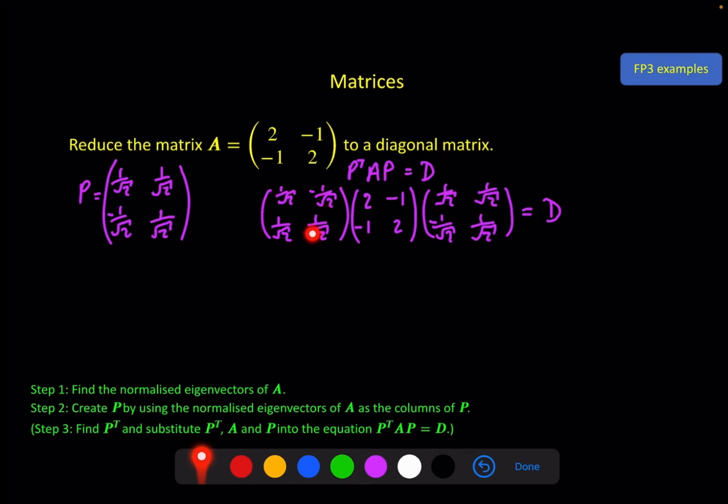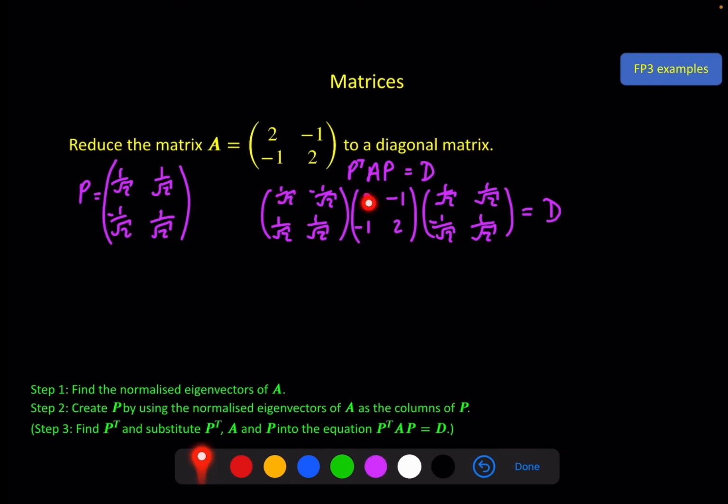The transpose of P must be on the left, P must be on the right, and A must be in the middle. However, once you've put them in that order, it doesn't matter if you multiply these two first or if you multiply these two first. But just having them in the correct order is very important. So I'm going to do the leftmost two first.